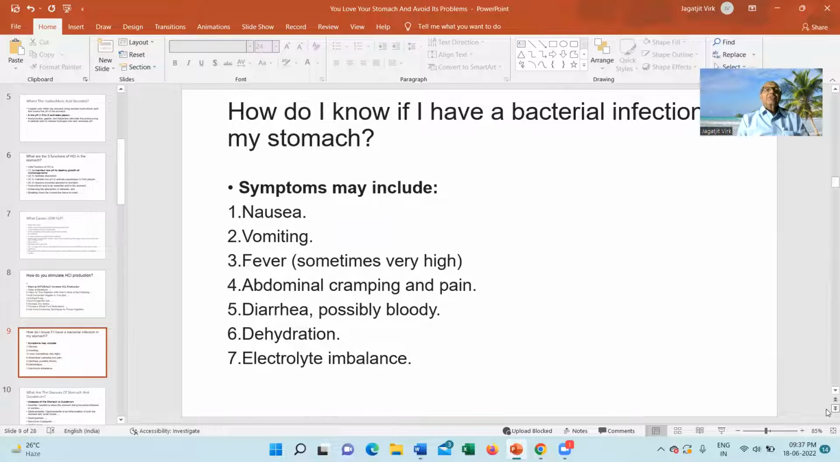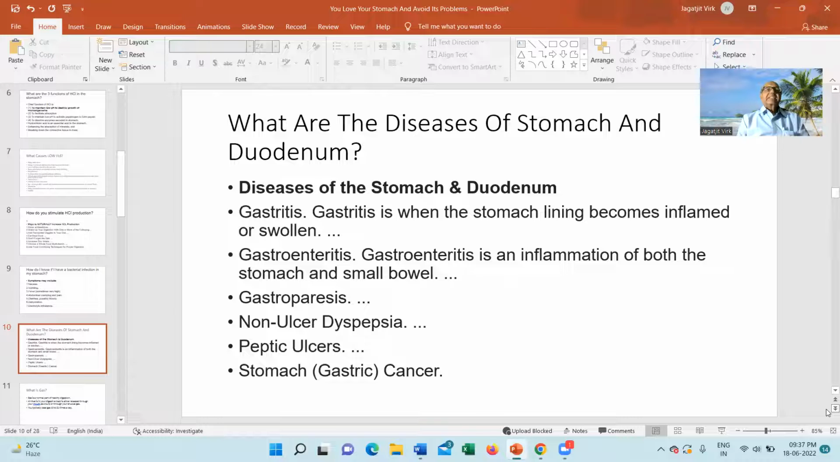How do I know if I have a bacterial infection in my stomach? Symptoms may include nausea, vomiting, fever, abdominal cramping and pain, diarrhea, possibly bloody, dehydration, and electrolyte imbalance.